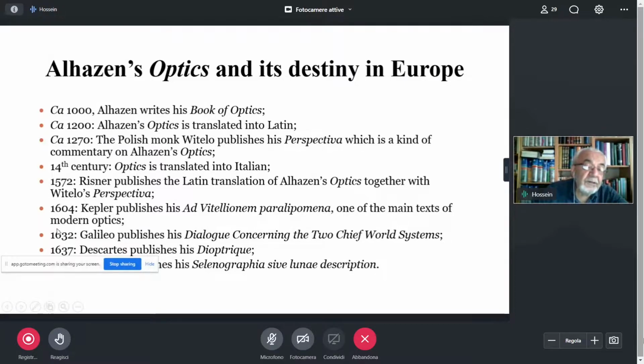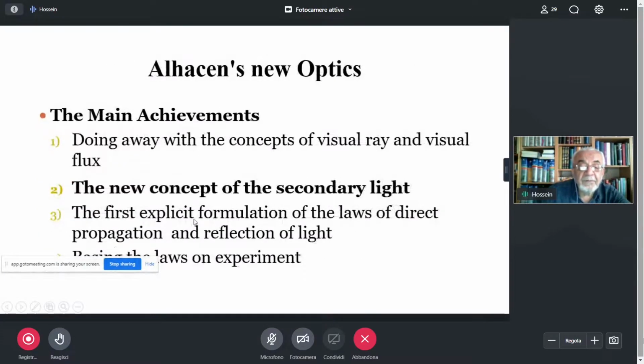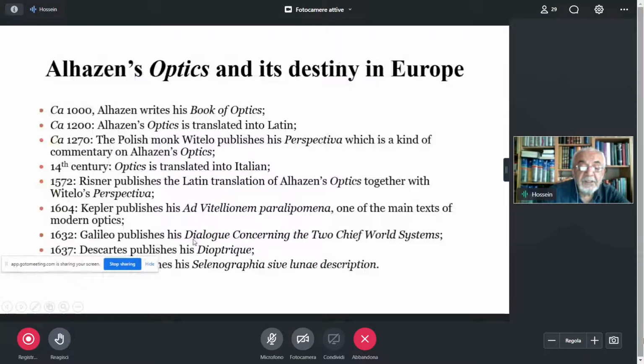And the other person of our talk, Galileo, published his Dialogue Concerning the Two Chief World Systems in 1632. Another text of modern optics, Descartes' Dioptrique, was published in 1637, and as I said before, Hevelius' Selenographia was published in 1647.